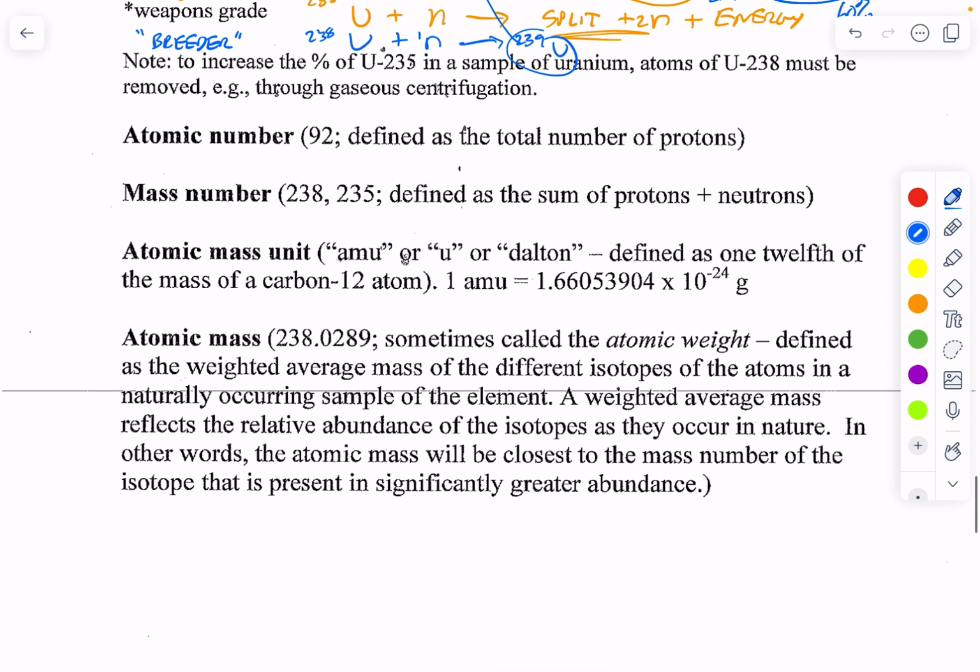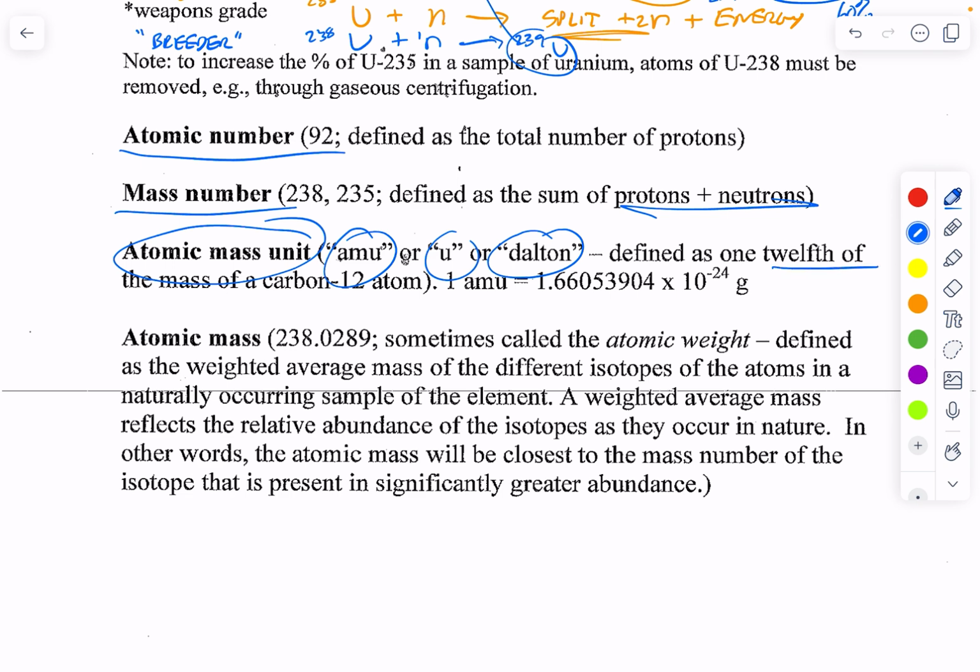Anyway, by the way, one more time, remember there's a difference between the atomic number, the mass number, protons and neutrons, the atomic mass unit, which can be AMU, U, or Dalton. It's defined as 1/12 of the mass of a carbon-12 atom. And that, by the way, I recall, can be a test question on an AP test. And then the atomic mass is the weighted average.